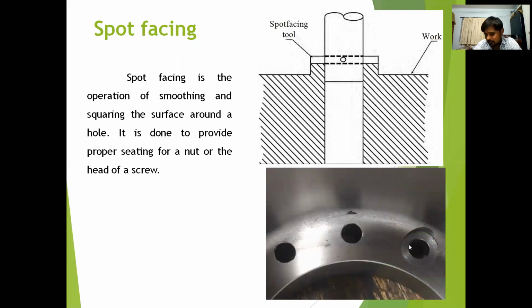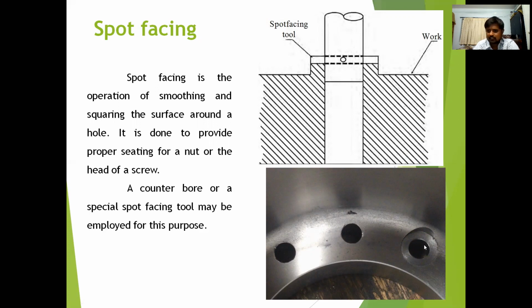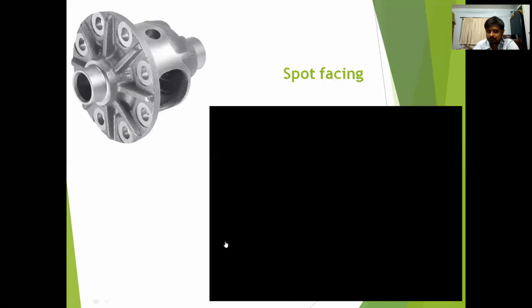Let's see here. This is the hole which is already drilled. We are going to enlarge a small portion of the hole to get the proper seating of the head of the screw or nut. If you increase the depth, it is known as the counter boring operation. Generally for spot facing, we use the counter boring tool, or maybe a special spot facing tool. Like this, you can observe these holes. We make an enlargement only up to a minimum depth.